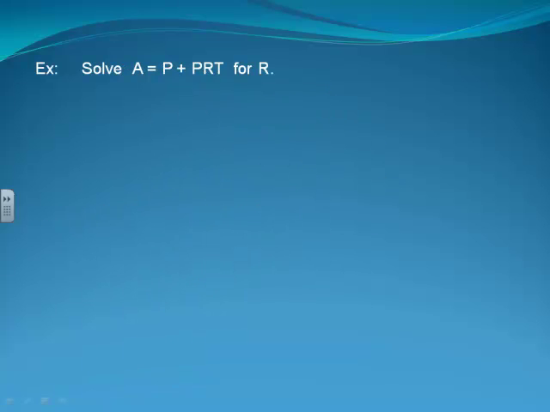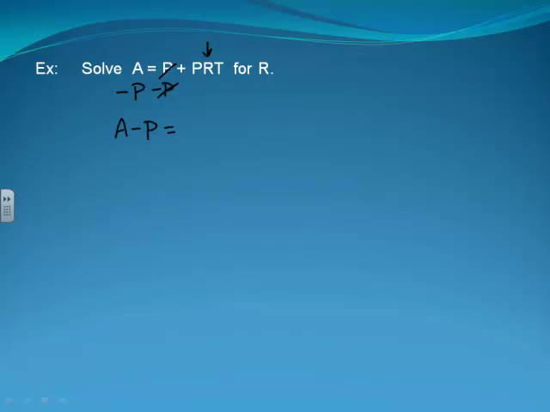All right, let's look at this problem. Solve A equals P plus P times R times T. All right, we're trying to solve for R. So this term we want to get by itself to begin with. So we're going to move the P. That P is a positive P, so we're going to subtract it from both sides. P minus P is 0. On the left-hand side, A and P are unlike terms. You can't combine them, so you'll just have to rewrite them as A minus P.